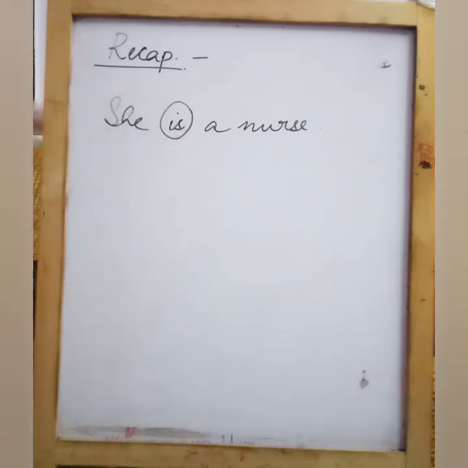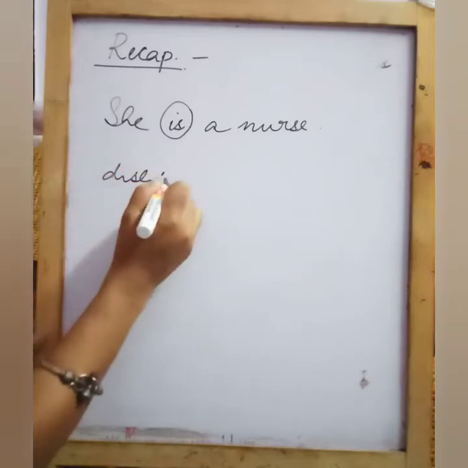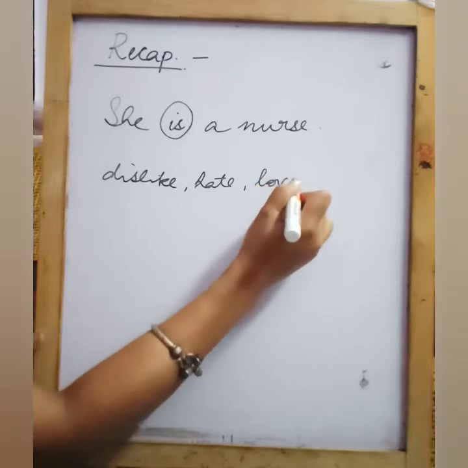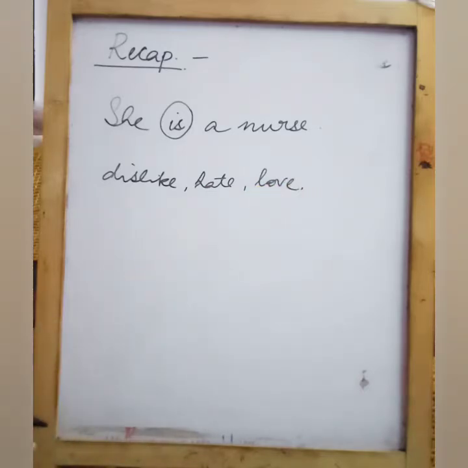In the previous class we said that stative verbs relate to thoughts and opinions like agree, believe, imagine, know, recognize, remember, etc. They also relate to feelings and emotions. So what are feelings and emotions? Like, dislike, hate, love, prefer, want. These are feelings and emotions, so these are also stative verbs.